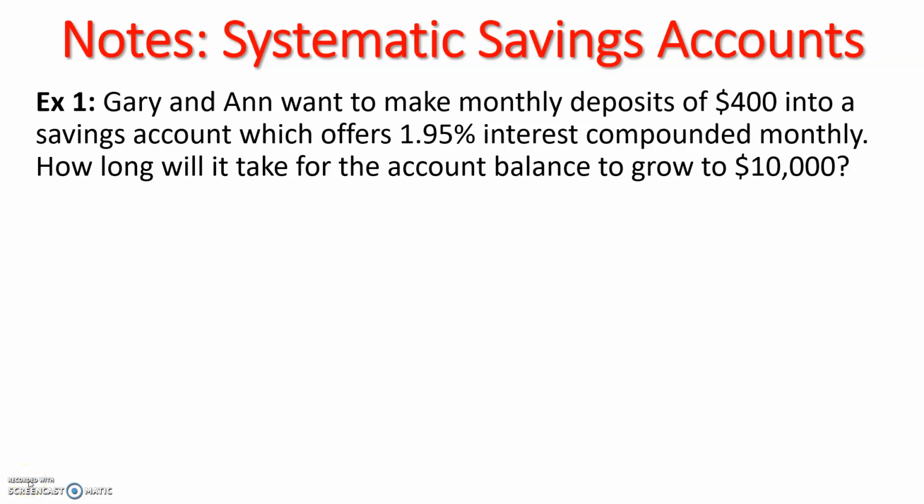The topic of this lesson is systematic savings accounts. Let's take a look at example 1. Gary and Ann want to make monthly deposits of $400 into a savings account which offers a 1.95% interest compounded monthly. How long will it take for the account balance to grow to $10,000?